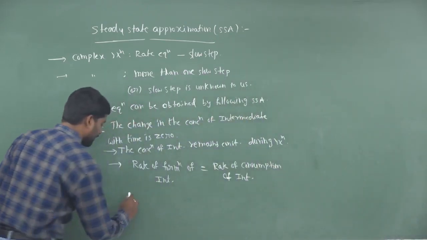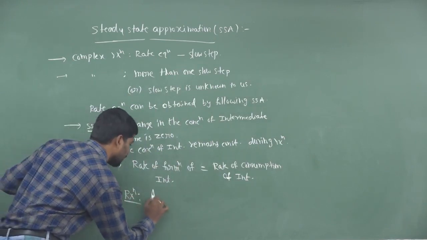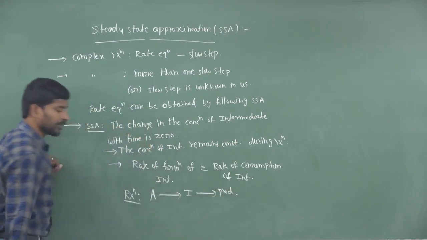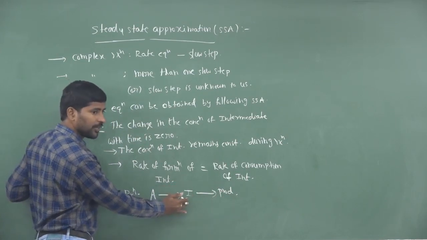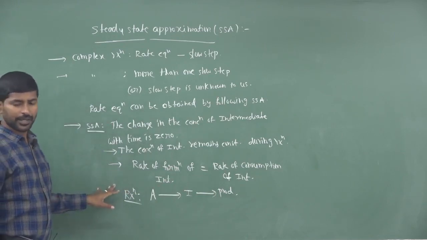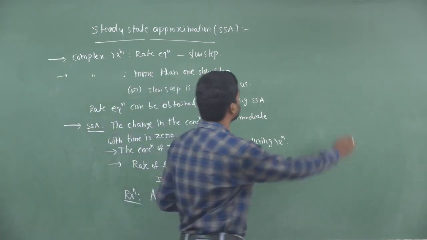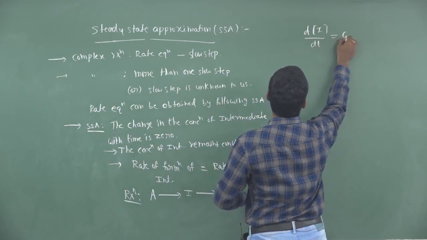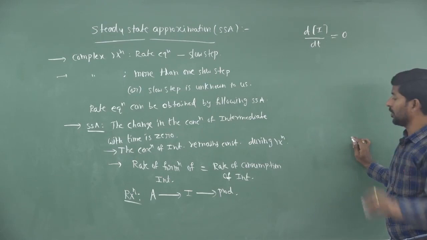For example, for a reaction we have a mechanism like this: A gives rise to intermediate, which gives rise to product. According to the steady state approximation, the rate of formation of intermediate and its consumption can be taken as the same. Therefore, the intermediate concentration remains constant with time, so the change in the concentration of intermediate with time is equal to 0.